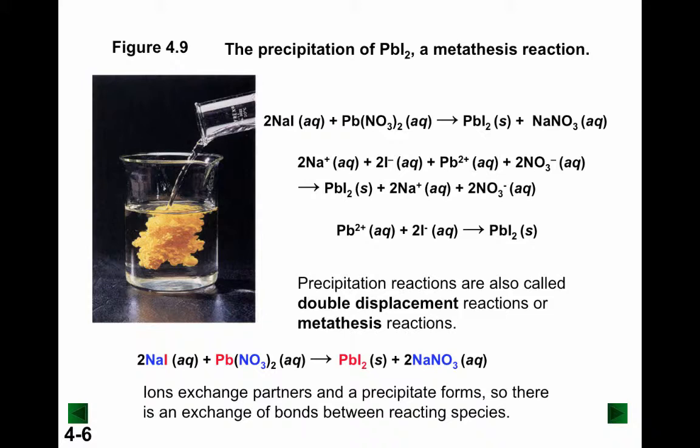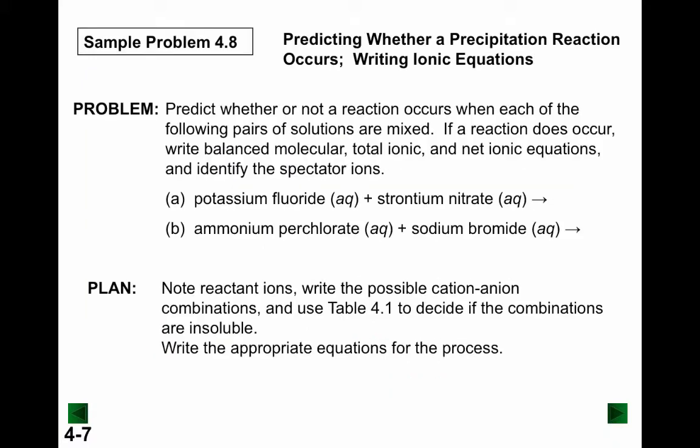A double displacement or metathesis reaction is a reaction in which atoms or ions of two compounds exchange bonding partners. Okay, now it's time to work through a problem. Our sample problem wants us to predict whether or not a precipitation reaction has taken place.